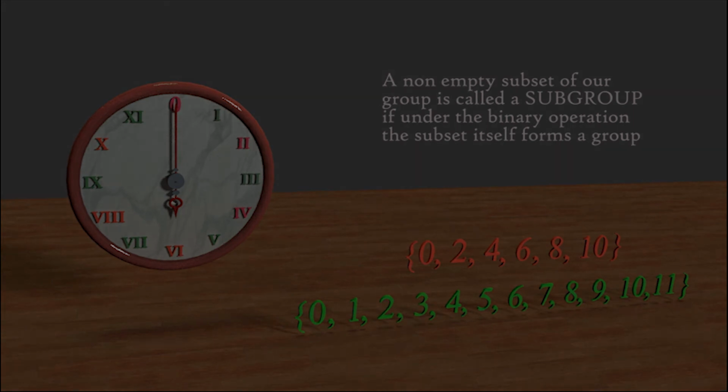For a definition, a non-empty subset of our group is called a subgroup if, under the same binary operation, the subset itself forms a group.